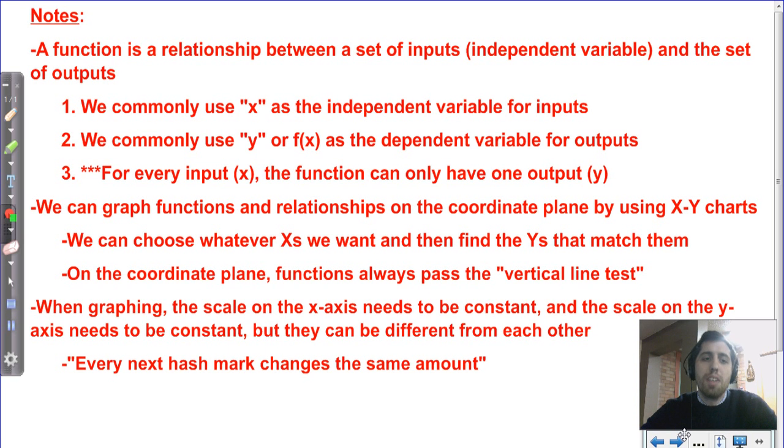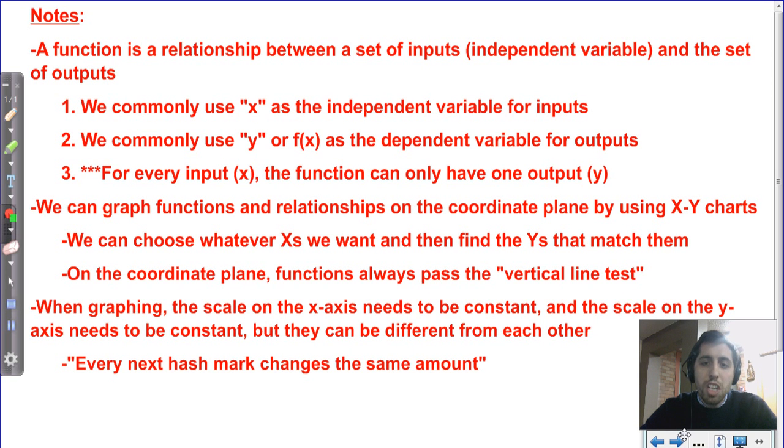Next set of notes are that we can graph functions and relationships, even if they're not functions, on the coordinate plane by using xy charts. That's what we're going to do a lot in this video, use xy charts to see what the graphs of different functions look like. How do you use an xy chart? Well, you just make an x column and a y column, and you choose whatever x's you want, and you see what y's the function or the relationship spits out. What is the y that matches up and makes an equation true when you put in that specific x?